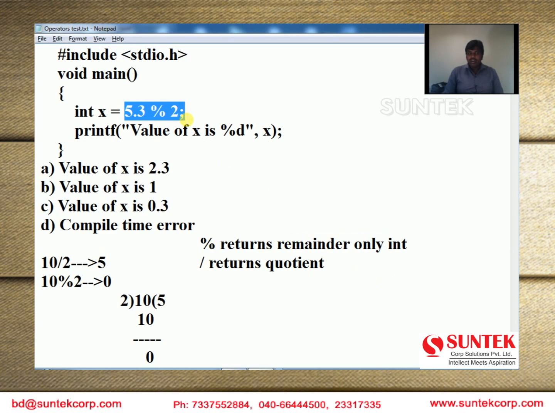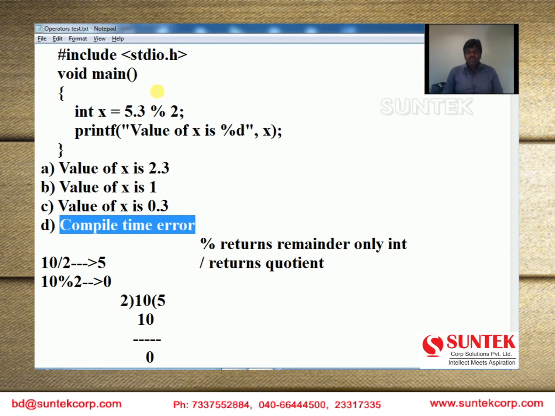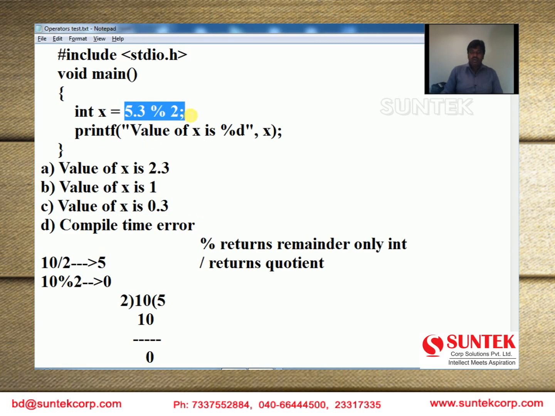Now what is the answer? It's an error. We cannot find the remainder for float values using the % operator. It's a compilation error. Another doubt: then how do we find the remainder? If you want the remainder for decimal values, float or double, we have to use another function, that is fmod. fmod(5.3, 2). Using this function we can find the remainder. This is located in the math.h file.